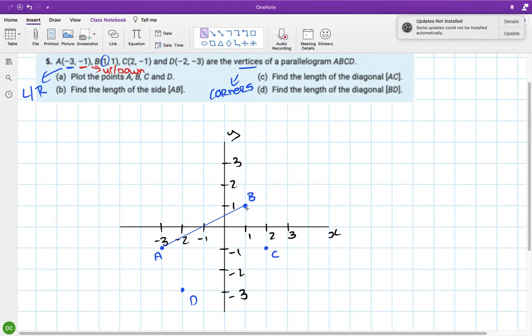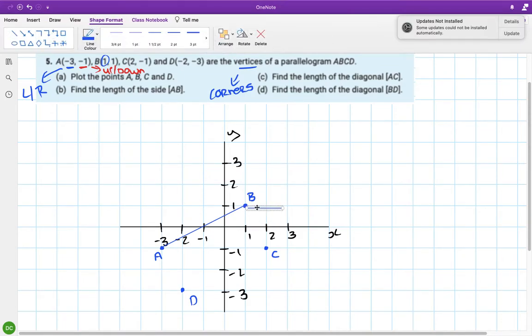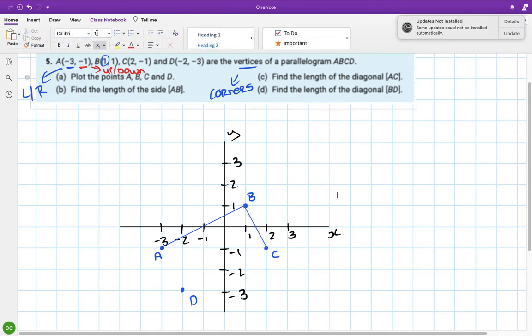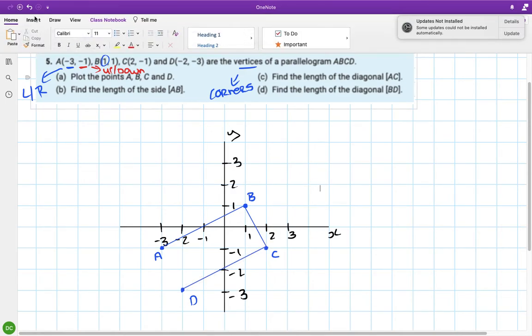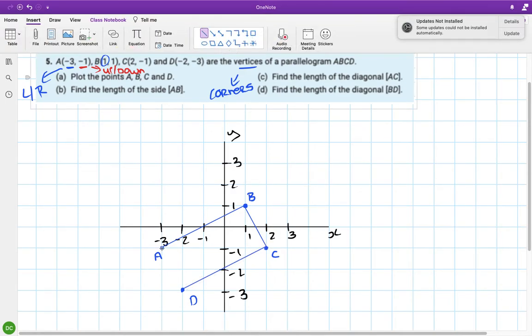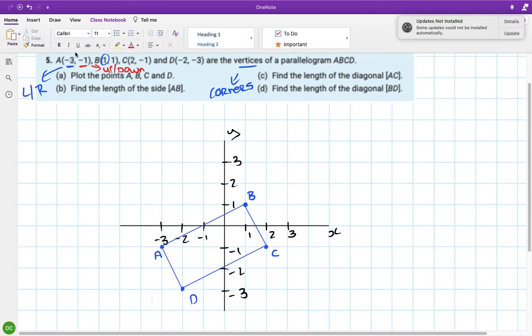Didn't hit that. Okay. Keep going. Like that. Okay, it's not perfect, but you get the idea. So now I can see my parallelogram. Okay, so B.